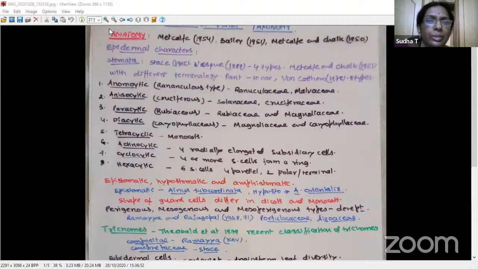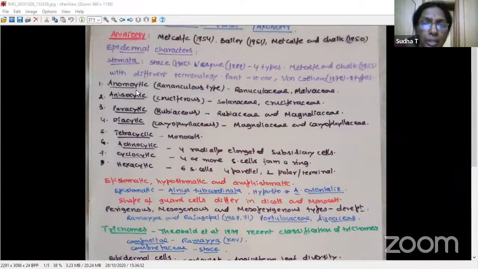Okay, so this is what I'd like to show you, how anatomy is going to help us in the study of taxonomy. You heard whatever I told. These are the types of stomata, as we know: anemocytic, anisocytic, paracytic, diacytic. Particularly these four types of stomata were identified in the beginning in dicot members, and they are very common also in dicot members.